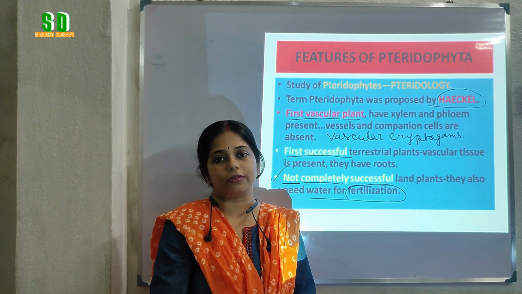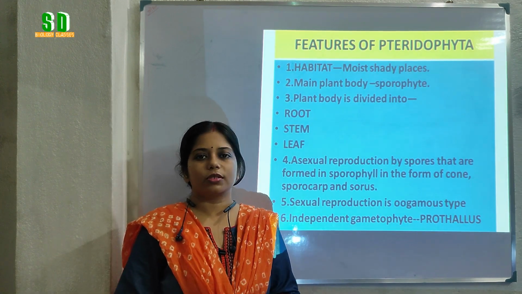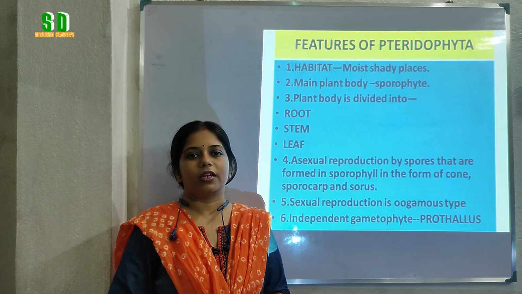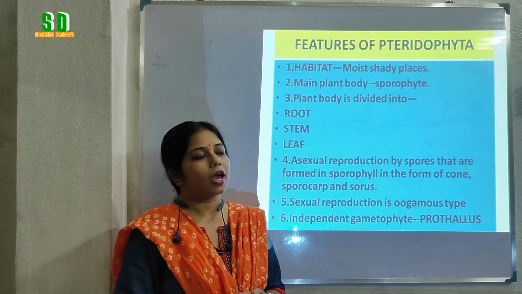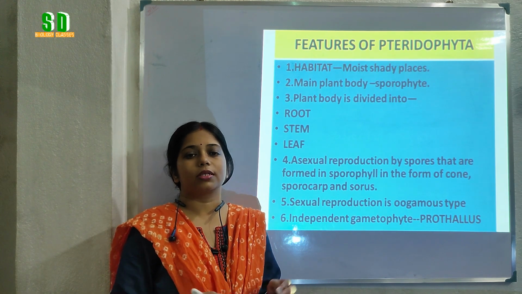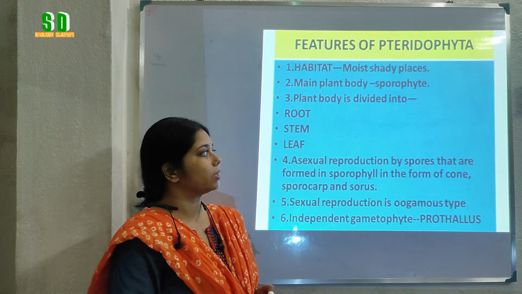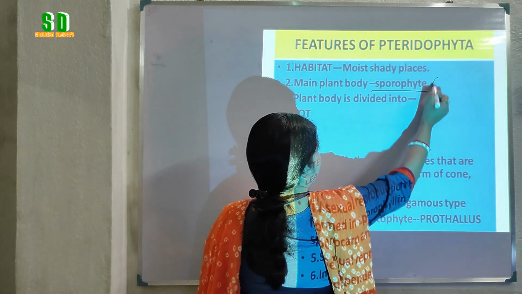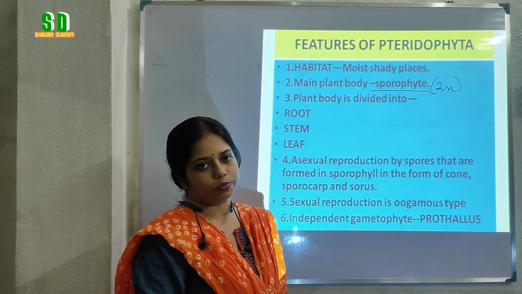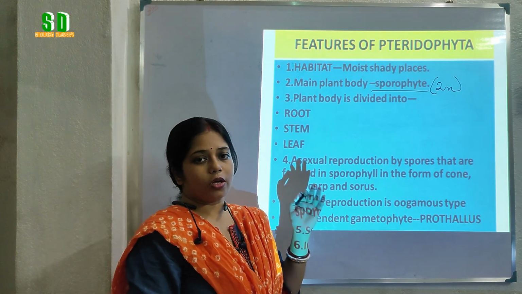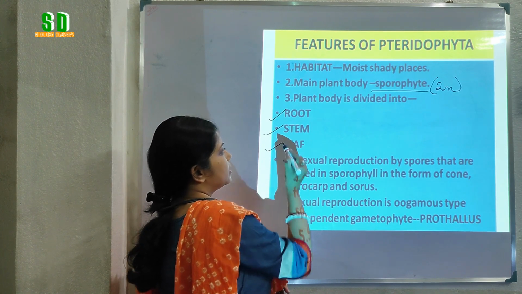Now we are going to learn about the general or characteristic features of Pteridophyta. Where can you see pteridophytes around you? Like Bryophyta, Pteridophyta also grow in moist shady places. The main plant body, the plant body that we see around us, is the sporophytic plant body. That means each and every cell of the plant body has the diploid number of chromosomes. The plant body is divided into root, stem and leaf-like structures.